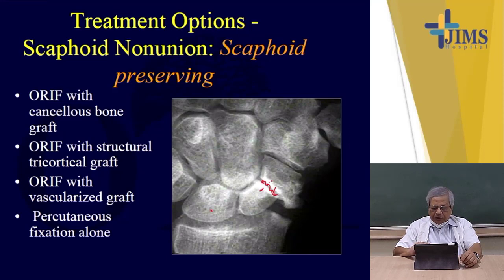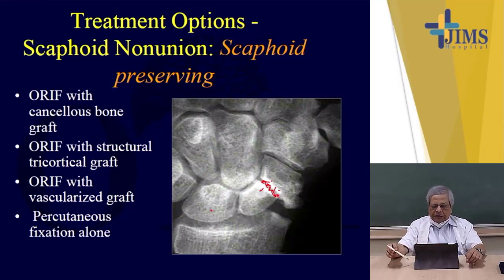Or if there is too much shortening, open reduction, internal fixation with structural tricortical graft from ileum. Or there are newer operations, open reduction, internal fixation with vascularized graft. They take a chunk of bone with its blood supply intact. That is to be taken from here with the vascular pedicle intact. Then this is placed inside the gap. So it's a vascularized graft. Well, that needs a microsurgical technique, but it still is being done.